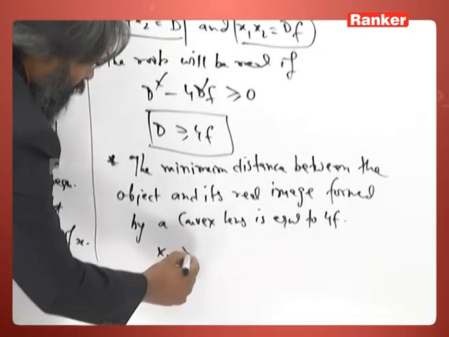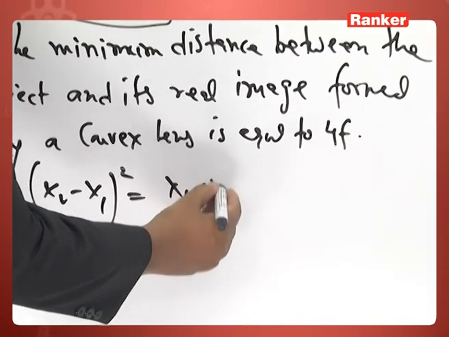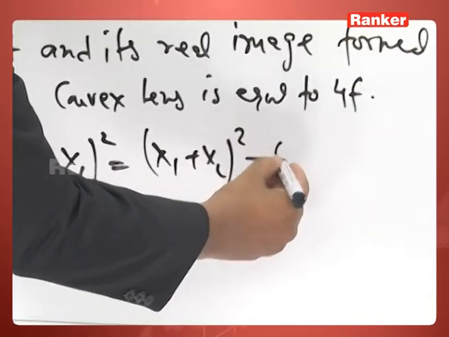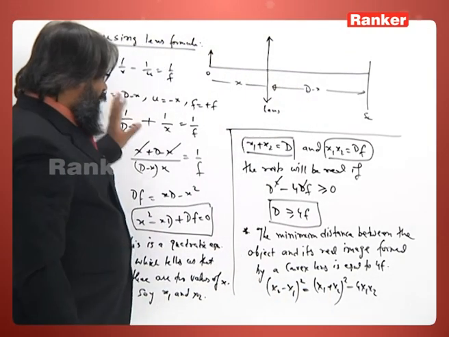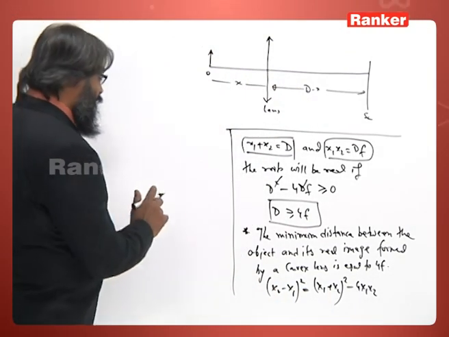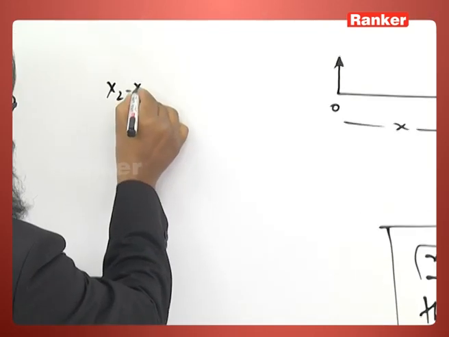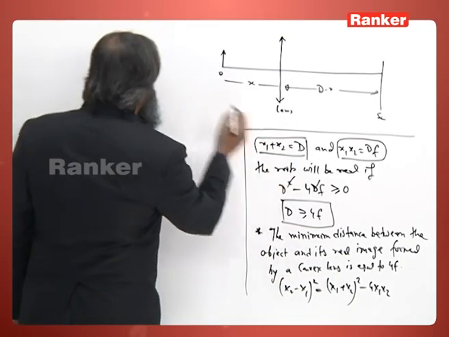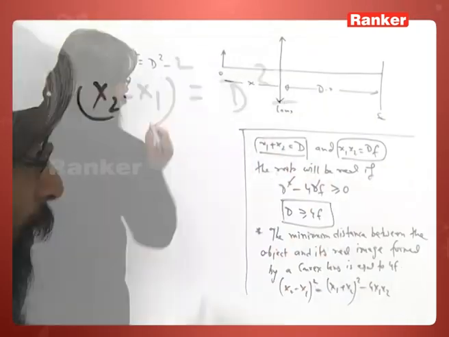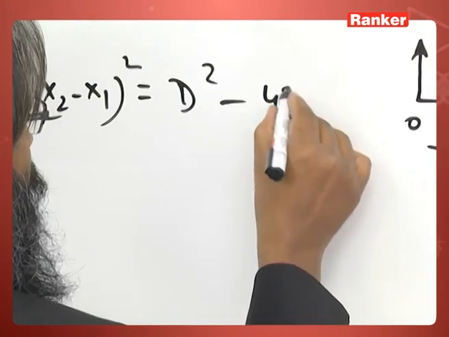So, (x2 minus x1) whole square is (x1 plus x2) whole square minus 4x1 x2. Please take down this first. So now, (x2 minus x1) whole square becomes (x1 plus x2) is d, so d square minus 4x1 x2, that is 4df.